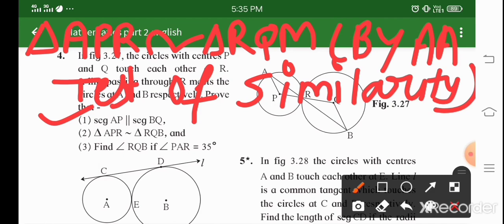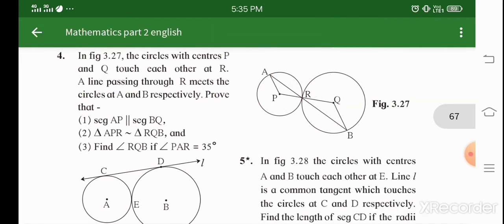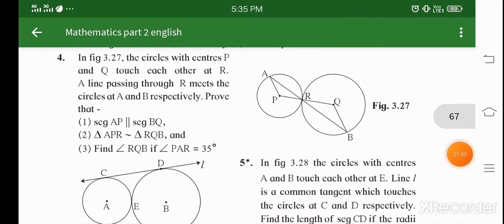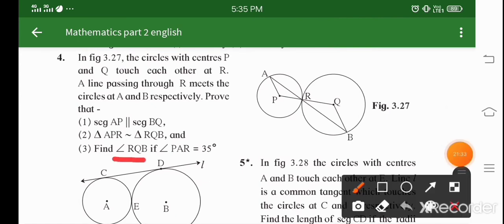Now we'll see question number 3. Still we are in question number 4 only, sub part 3. Find this angle RQB, right? They have given RQB that we have to find, that means this value we have to find. So you can just write, since as we know that, since we have that angle PAR is 35, this is given, right?